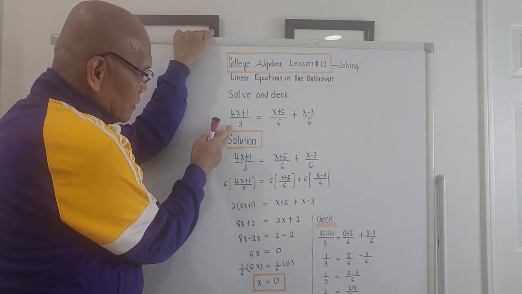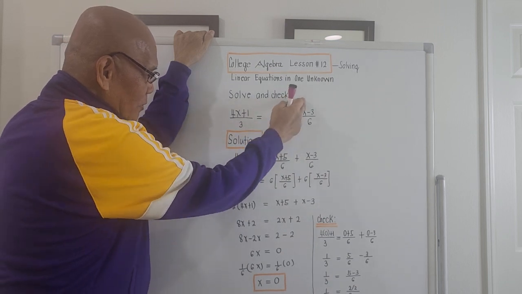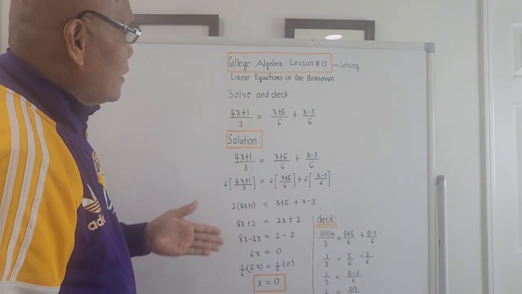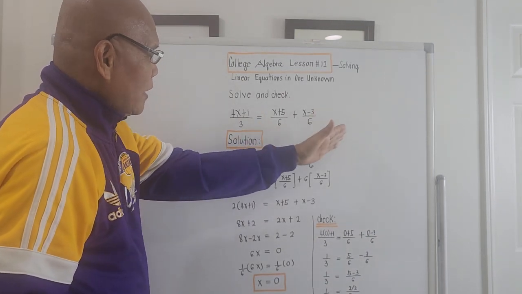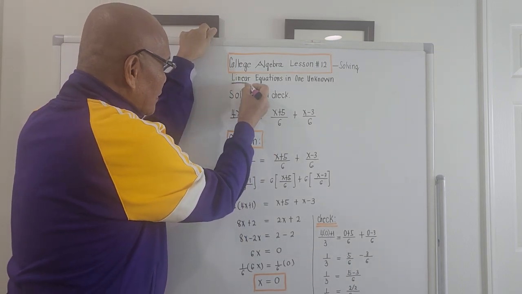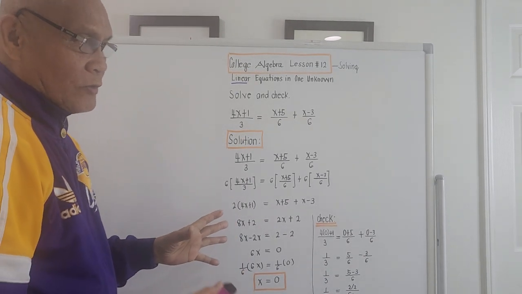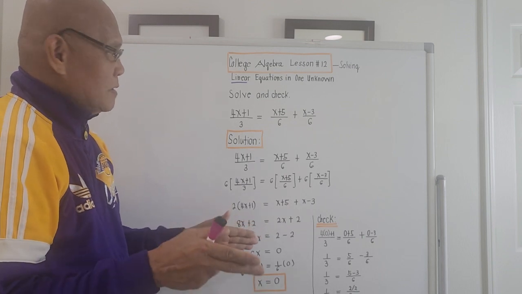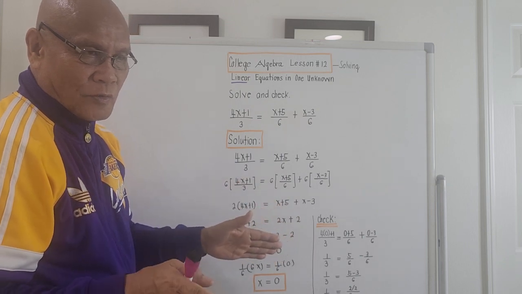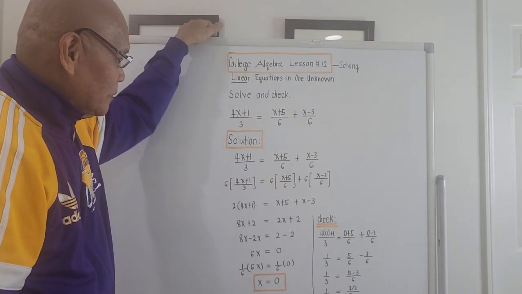4x plus 1 over 3 equal to x plus 5 over 6 plus x minus 3 over 6. That's the given linear equation involving one unknown. All the powers of x for both the left and right are all unity, so it is linear. Okay, let's try to bring out the solution. We are now through with the concept from the previous lesson number 11, because in lesson number 11 I discussed the concept. So we are now ready to solve a linear equation in one unknown. Okay, let's proceed with the solution.